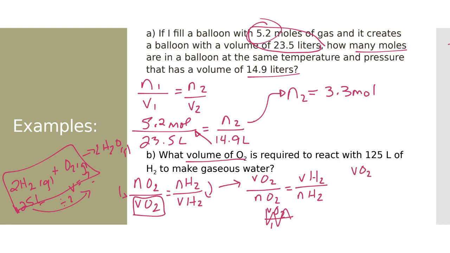Volume of O2 is what I'm solving for. I have 1 mole of O2 from the balanced equation. They told us that we are going to react with 125 liters of hydrogen, and I know from my reaction that that would be the equivalent of 2 moles of hydrogen. So I'm just going to take my moles, 1 mole of oxygen, cross multiply it, nothing changes. And then I'm taking 125 divided by 2.